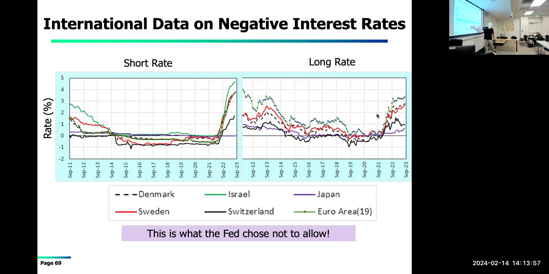Well, I just pulled some short rates and some long rates out of different countries to show you that, in fact, they've had negative interest rates for quite a while, with Switzerland having the most negative of any of the countries that I pulled. Japan is the next area. The next one is the Euro area in terms of how they do it.